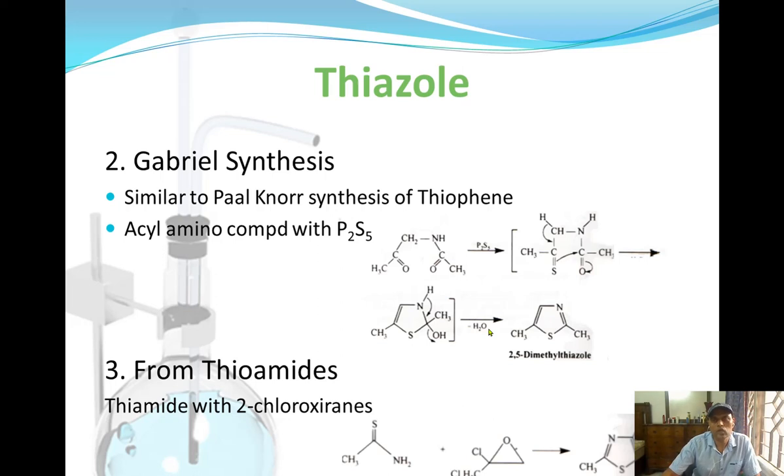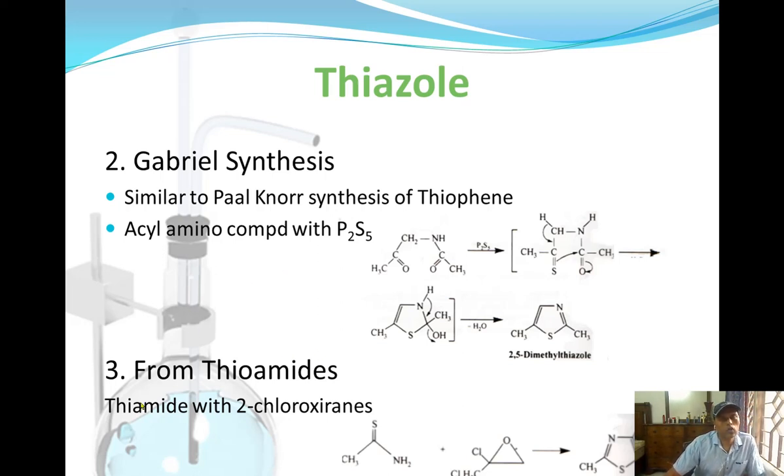With that, you're going to get the product 2,5-dimethyl thiazole. That is your product. This is Gabriel synthesis of thiazole. It is very similar to your Paal-Knorr synthesis. Next one is synthesis from thioamide.